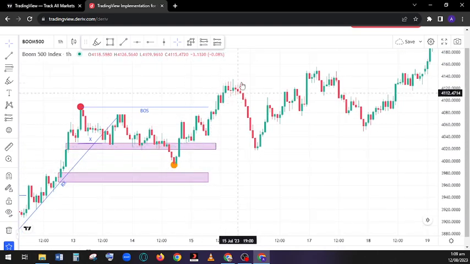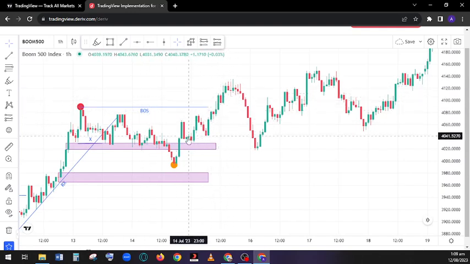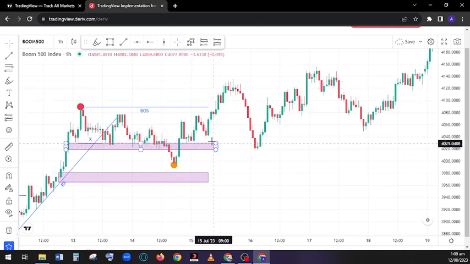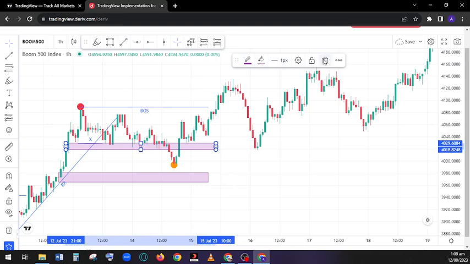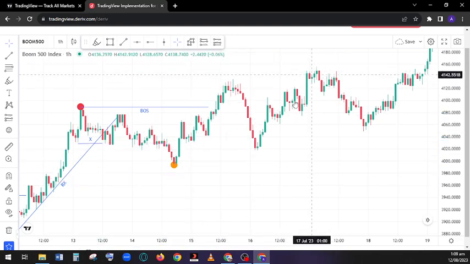Now, where is the nearest pullback or the first recent pullback after the BOS in this leg? That is what we need to look out for first. So let me take these guys out so that we have our clean charts to deal with. Okay.